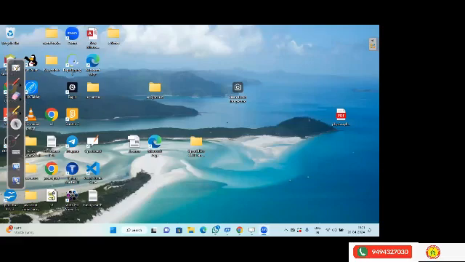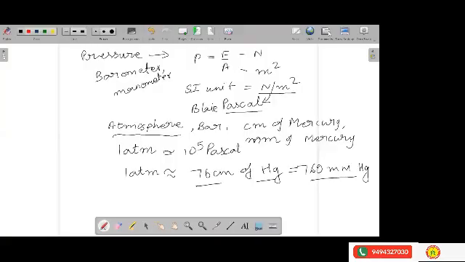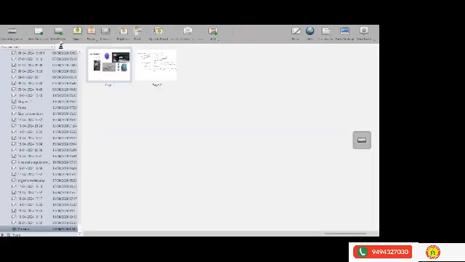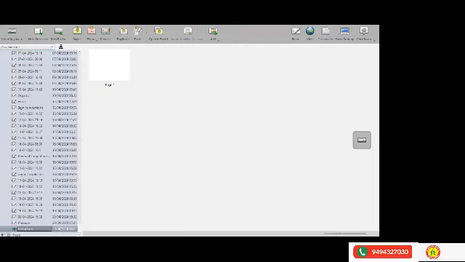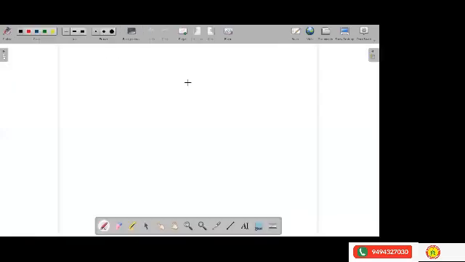We can continue now with the refraction of light. In the last class, we had seen that the refraction of light is the phenomenon of bending of light when light passes from one medium to another medium. So the basic idea we had discussed: what is the refraction of light.